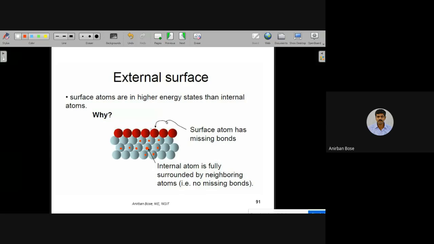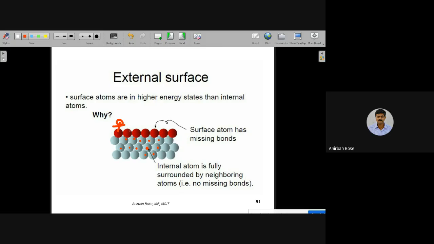But if you look at the surface atoms, these red atoms are the surface atoms. In the case of external surface atoms, you see that only on one side there are atoms. On the other side, it is the free surface. There is no atom, that means these bonds are not present. Ideally there should be some atom to continue this same crystal structure, but this bond is not present there. So that is why this atom is at a higher energy state.